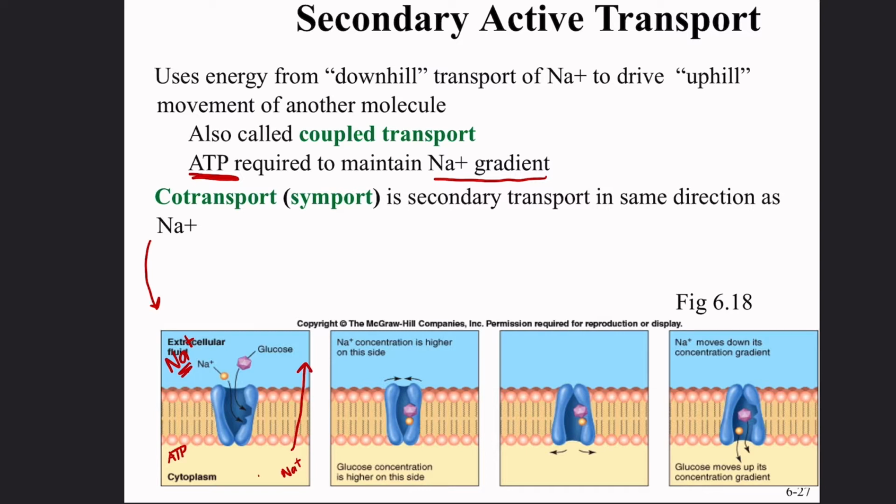And then other protein channels are going to use that energy from that concentration gradient and push along this glucose molecule with it. Sodium is wanting to move along its concentration gradient. Glucose is moving against its concentration gradient here, but it's coupled with the sodium ion using that energy. And again, this is why it's called secondary active transport. This is called co-transport or symport because they're moving both in the same direction.